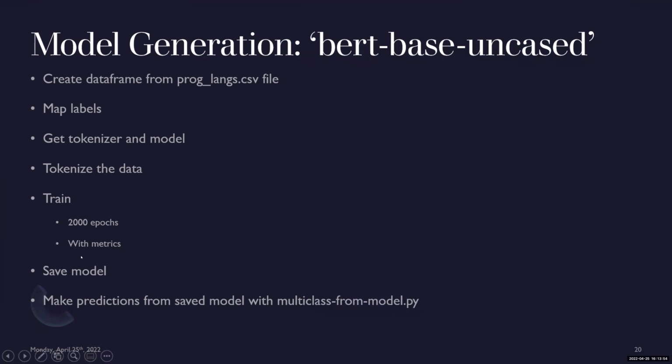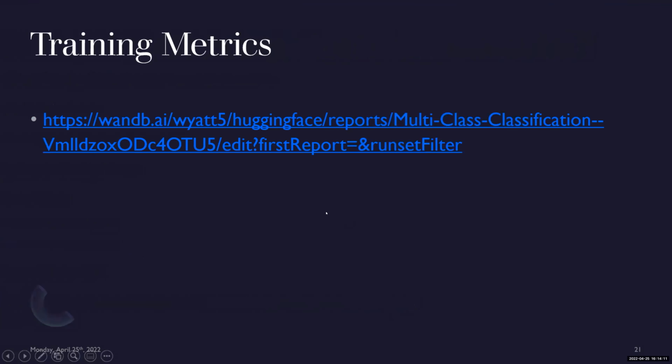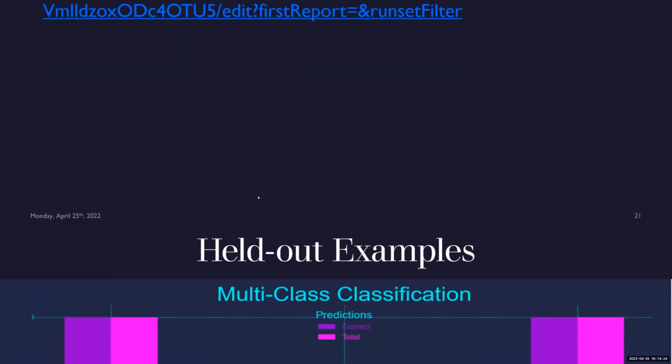So I trained with metrics and saved the model. I didn't test yet, I was just making the model. And then I make predictions from the multi-class model Py file. We'll go there later. I tried doing this, but it won't go through the slides and go to the website at the same time, so I'll come back to that.